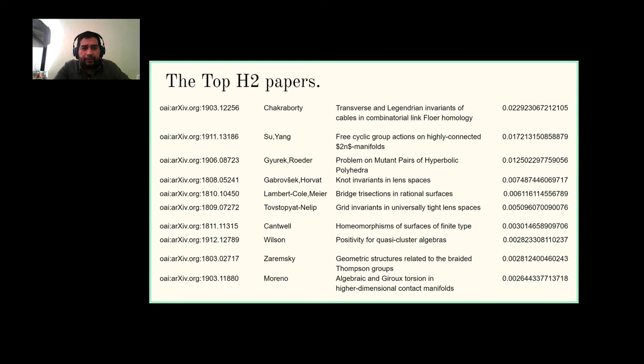I was just trying to look at the actual papers created. If we want a measure for ranking papers by importance, probably we have to compare it with the number of citations and stuff like that, the connectivity in the citation graph. That's a good thing to try.